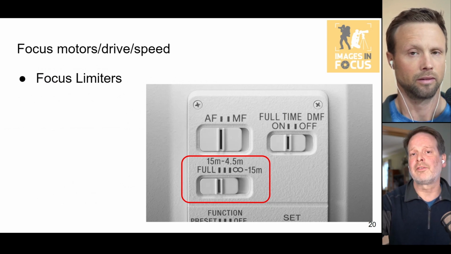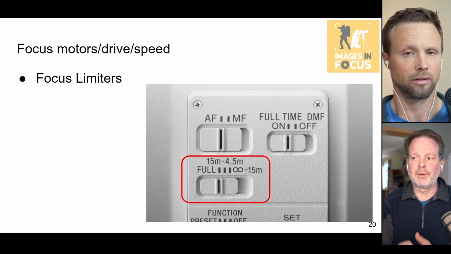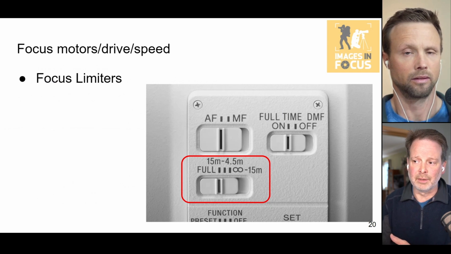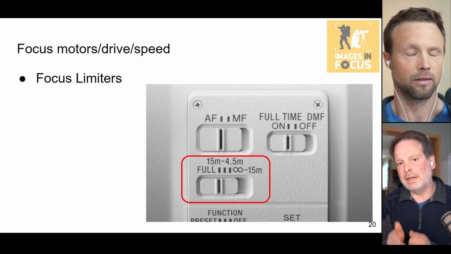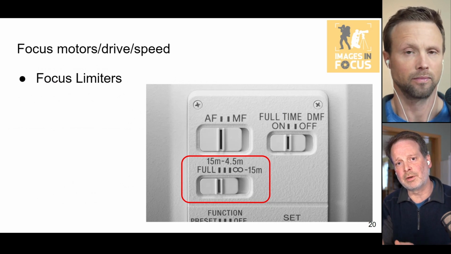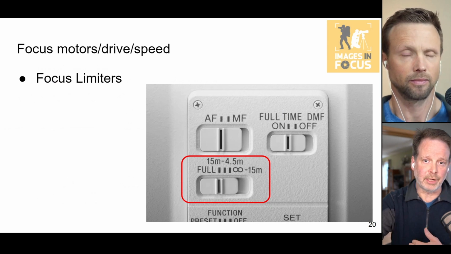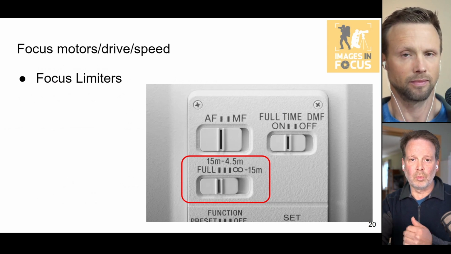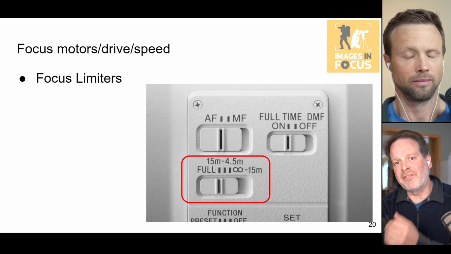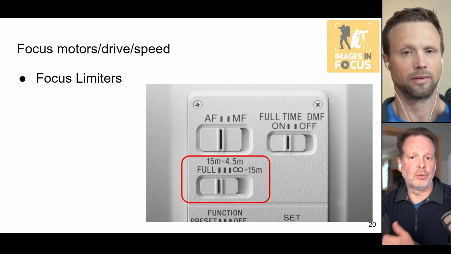If you're shooting something that's far away, you are better off setting that focus limiter to the infinity to 15 meters. And what that means is the camera is only going to focus on subjects that are 15 meters away, all the way out to infinity. So that's going to allow the camera to do faster and more accurate focus on those faraway subjects.